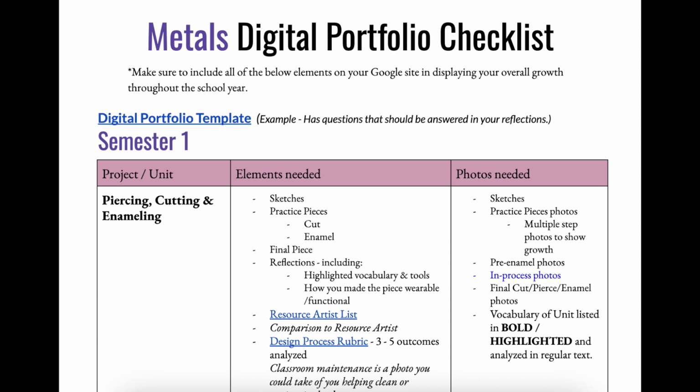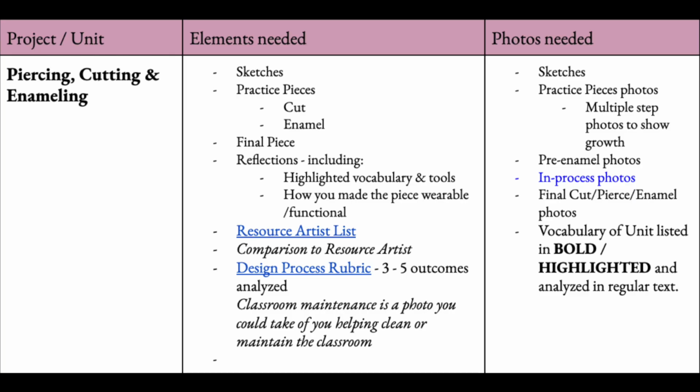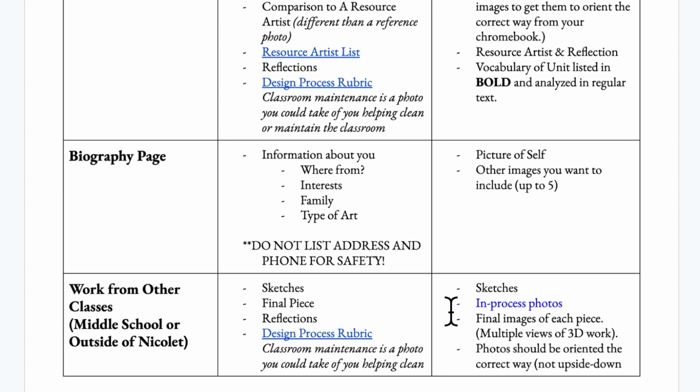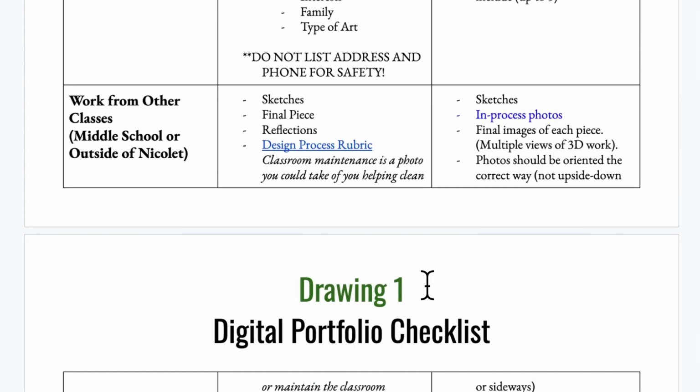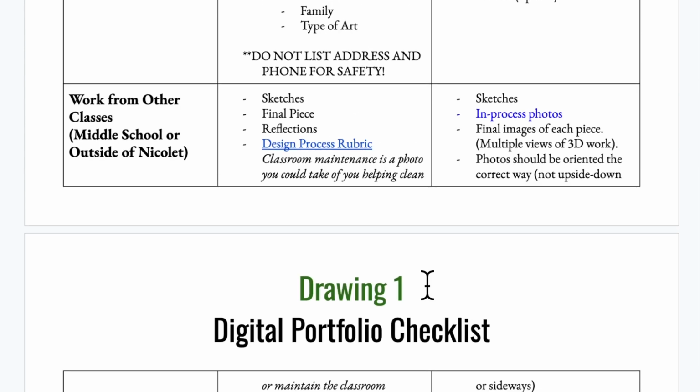Things such as reflecting on a resource artist and reflecting on the design process outcomes that we had just talked about. You need to notice that you also will have to show in-process photos and final images of the work that you've done for class. Additionally, you need to use art vocabulary from the units and make sure that they are bolded or highlighted so that they are easy to distinguish. There's also a biography page that you'll need to add, and possibly work from other classes if you have any.